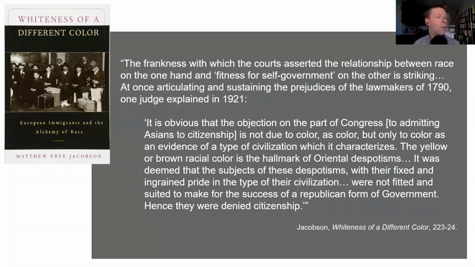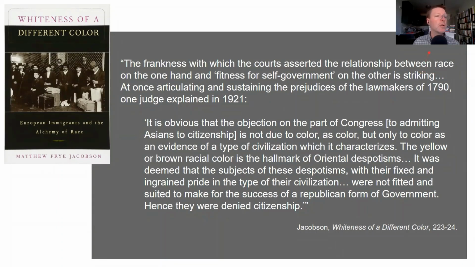The yellow or brown racial color is the hallmark of Oriental despotisms. It was deemed that the subjects of these despotisms, with their fixed and ingrained pride in the type of their civilization, were not fitted and suited to make for the success of a republican form of government. Hence, they were denied citizenship." Note that constructions such as Lothrop Stoddard's are migrating into American law, and that geographical origin and racial color matters.